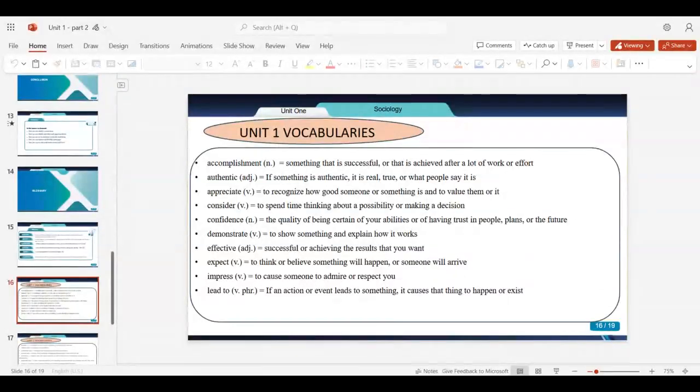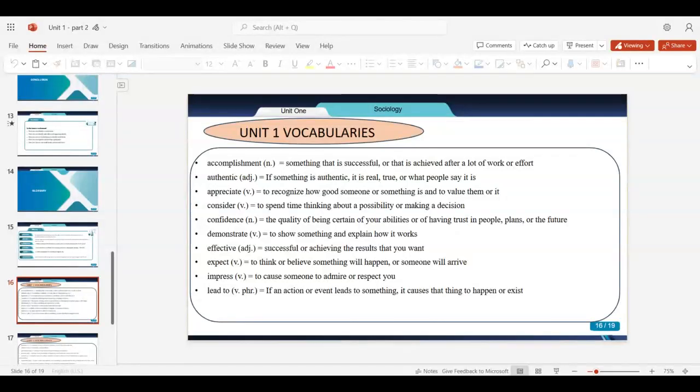Then we have demonstrate. What is the meaning? To show something and explain how it works. Then we have effective, an adjective. What is the meaning? Successful or achieving the result that you want. Effective is an adjective, demonstrate is a verb, and confidence is a noun.